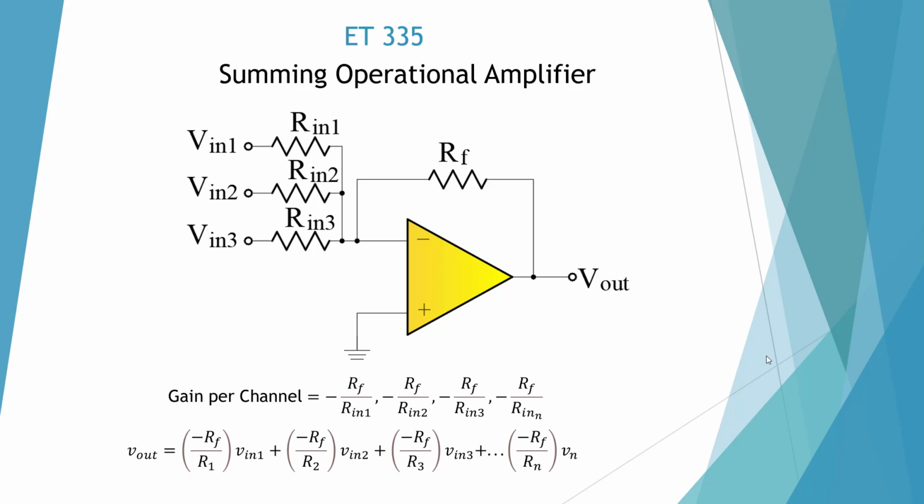Here's a summing operational amplifier, and essentially it's an inverting amplifier, and we're going to take individual channels in and we're going to utilize the gain of that pair and multiply it by the input voltage. So essentially this is going to sum up the voltages times the gain of each individual channel.